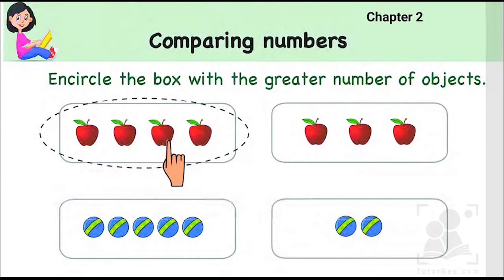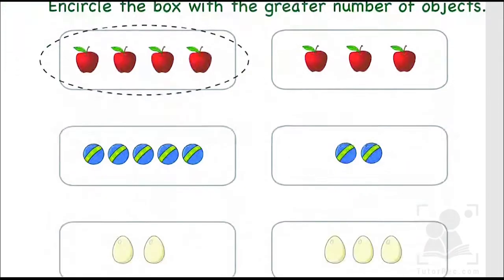If you can see kids, there are some apples given over here. Let's count 1, 2, 3, 4. And in the next box, there are only 3 apples. So we have to highlight the box with greater number of objects. That's why the first box has been highlighted because it has more apples than the second one. Let's move to the next picture.